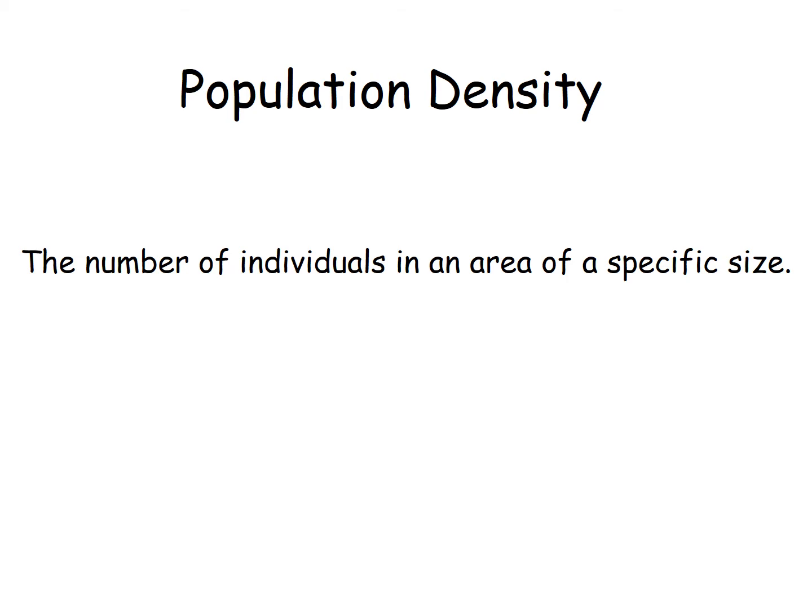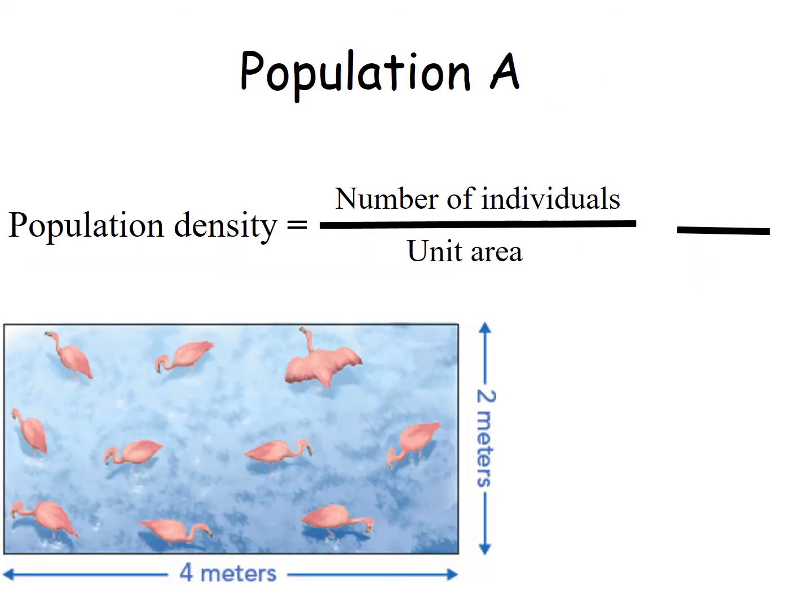Population density is talking about the number of individuals in a specific area with a specific size. So let's look at an example. The first thing we need to do is look at the number of individuals. So count the flamingos. I came up with 10. Next, we look at the unit area. So we multiply the length times the width of the area we have, and we have 4 times 2 meters, which gives us 8 square meters of our current area.